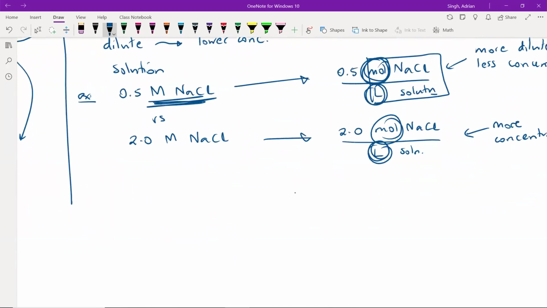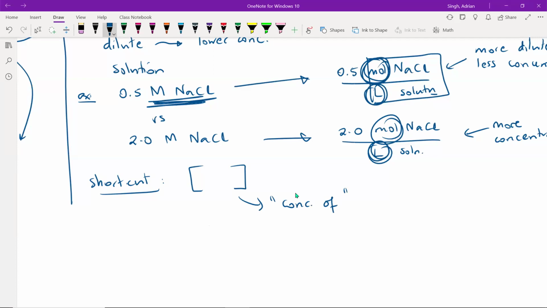A shortcut that you will see from this point onwards to represent molar concentration is square brackets. We saw square brackets way back in the electron configuration section. Now when we see it with respect to solutions, the square brackets mean concentration of whatever is in the square brackets.